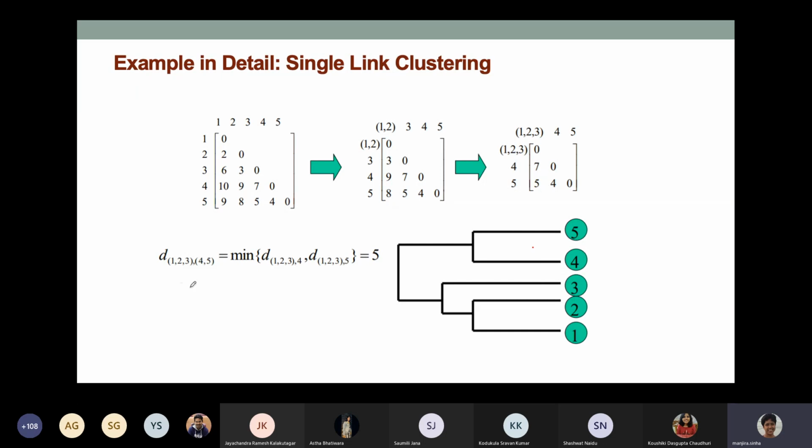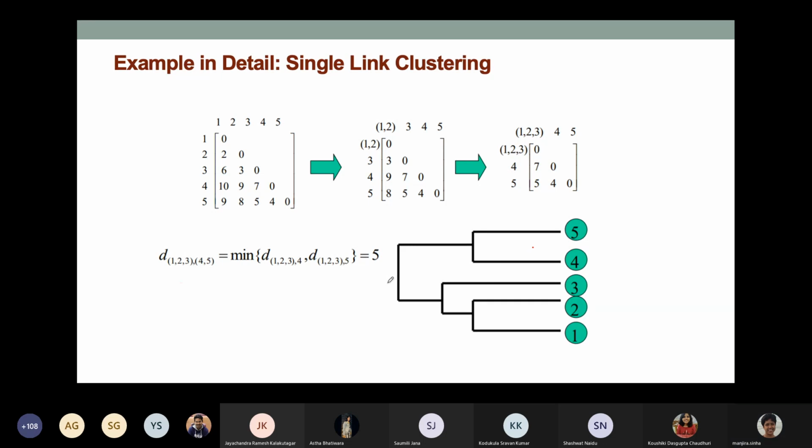And then at the end, we have D1, 2, 3 and D4, 5, and their minimum distance is 5, and we have joined them. So we would have anyway joined them. Okay, so any question till now?